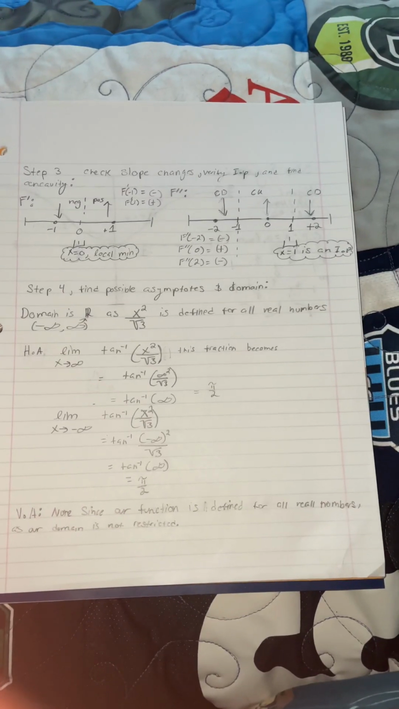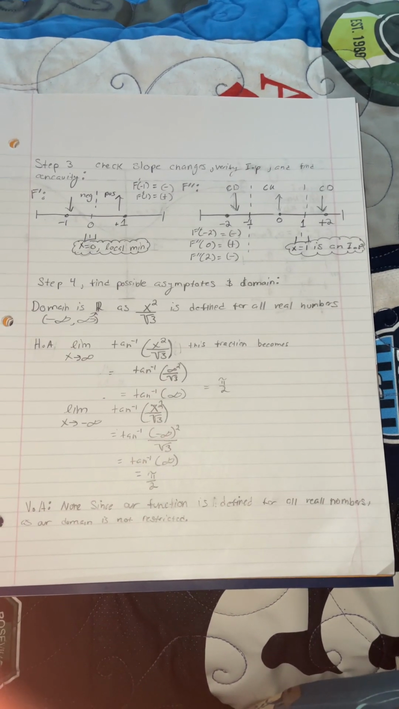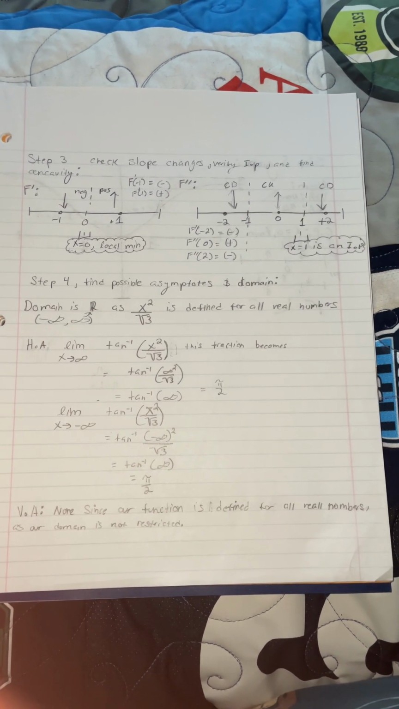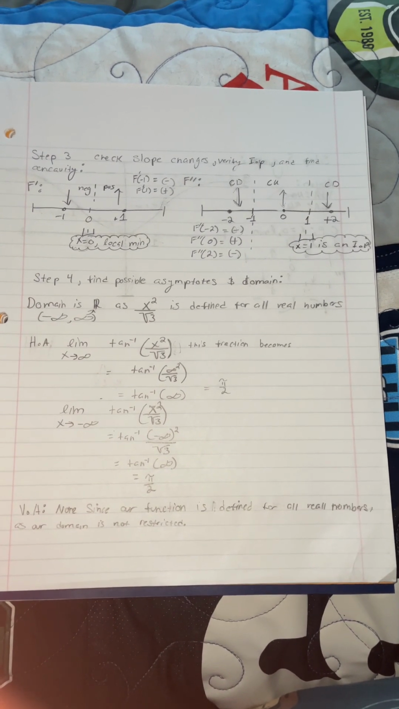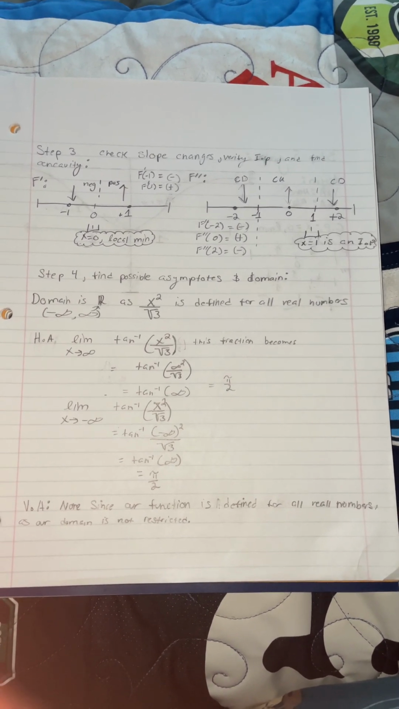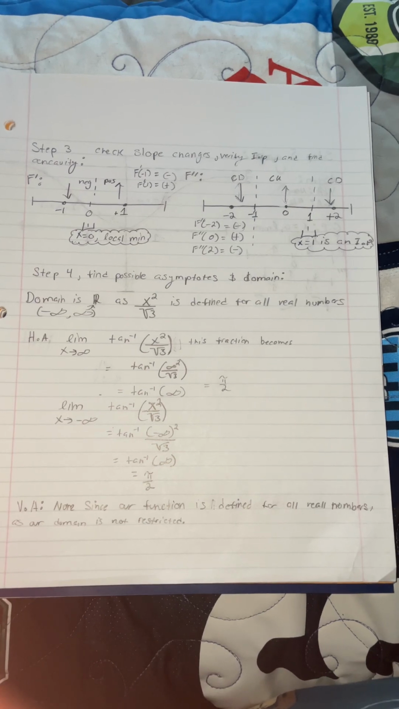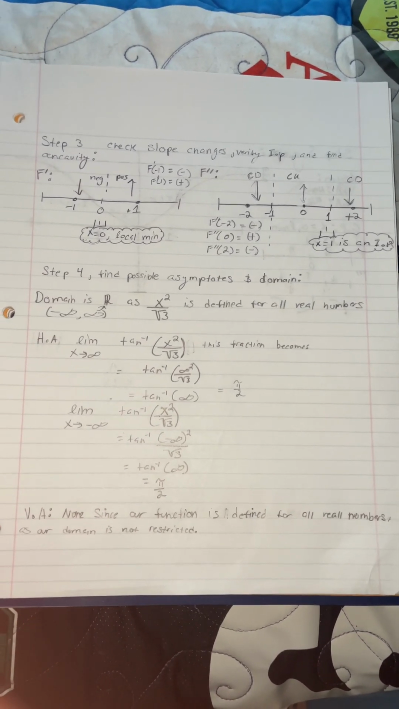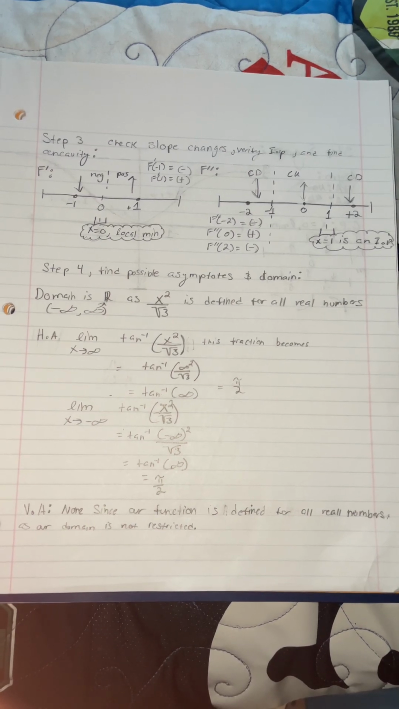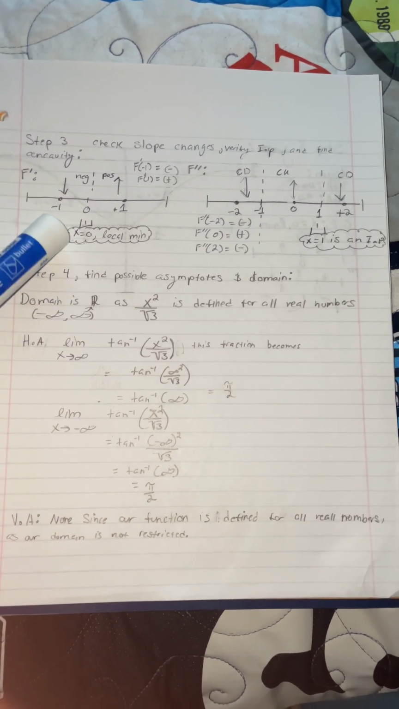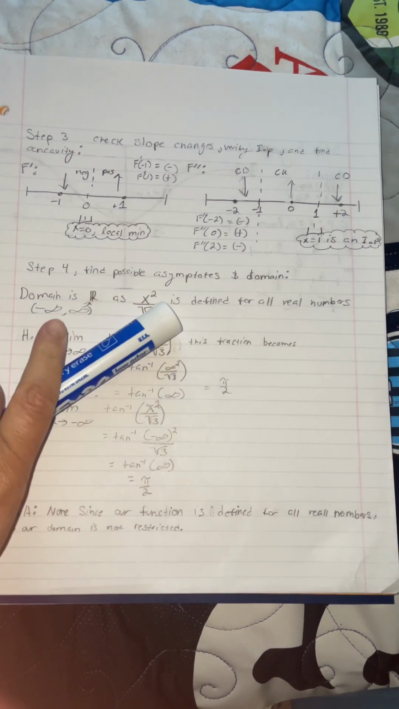Step 3, we're going to check our slope changes, verify our inflection points, and find our concavity. For f prime, as we know, our critical point is x equals 0, so we're going to find a number that is less than and greater than 0, and then test it in the first derivative. When I tested it, I got a negative slope for -1 right here, and for this one I got a positive slope.